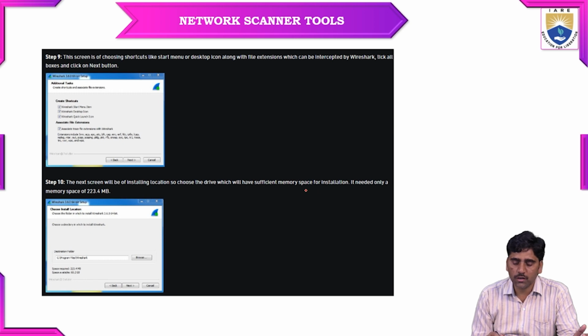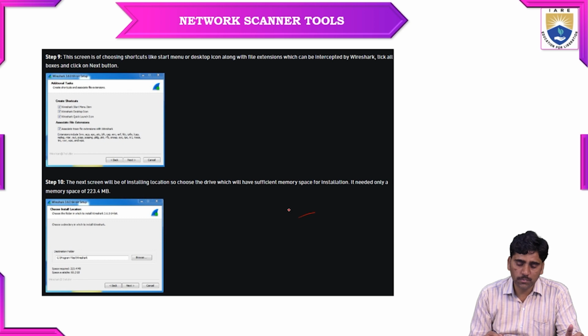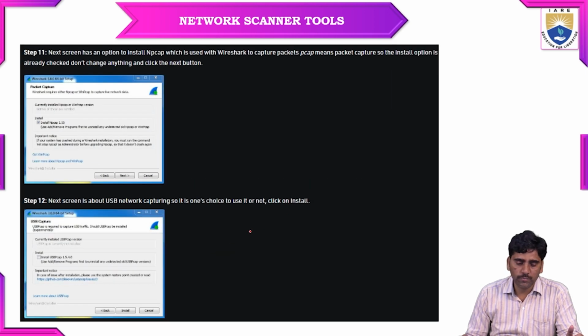So choose the drive which has sufficient memory space. Whenever you try to install, it automatically checks whether sufficient storage is available or not. If it is available, it goes on to the installation step, or else it shows a message that sufficient space is not available. Please remove some of the files. That is how it displays the message. And the next screen has the option to install npcap.